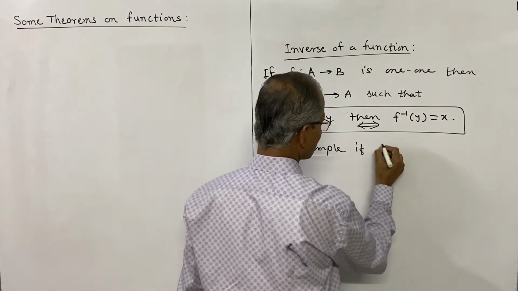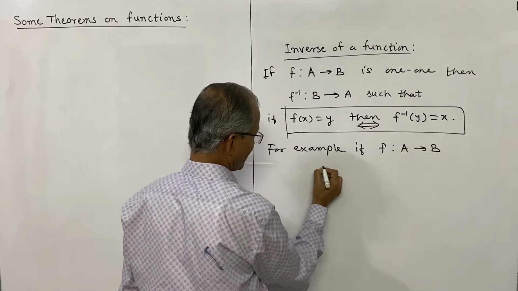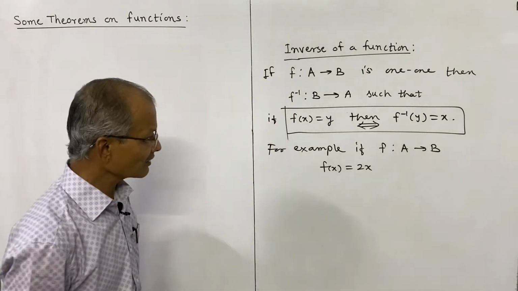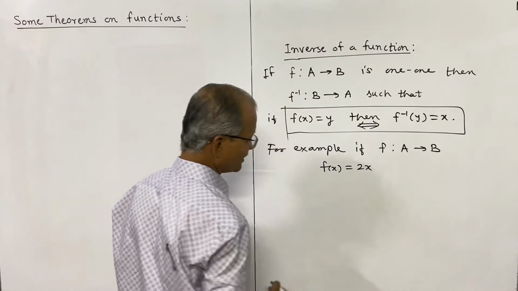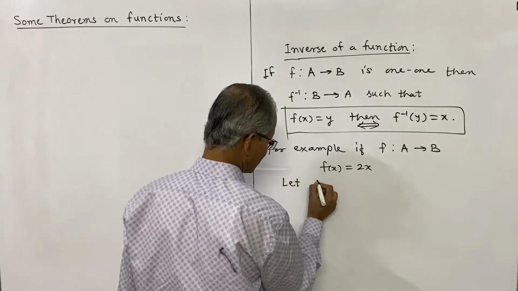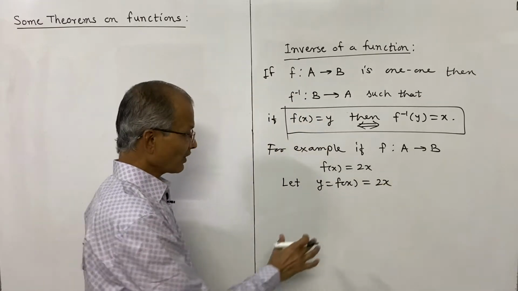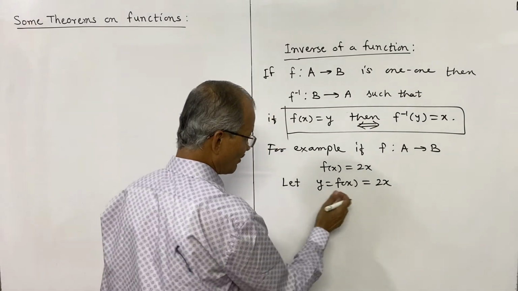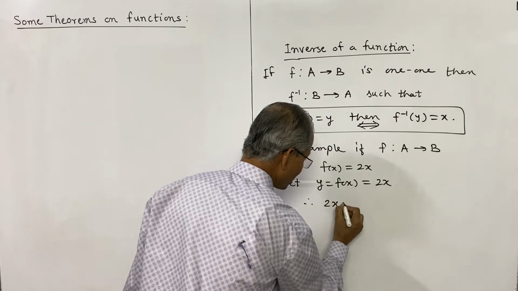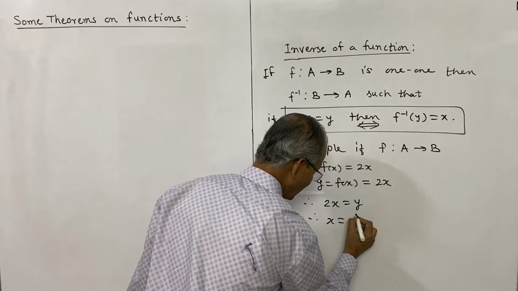if f is from A to B defined by f of x is equal to 2x, then this is certainly a one-one function. Then how to find its inverse function? So suppose y is equal to f of x, and that will be equal to 2x, and from this we can find the value of x in terms of y. Therefore 2x is equal to y, and therefore x is equal to y upon 2.